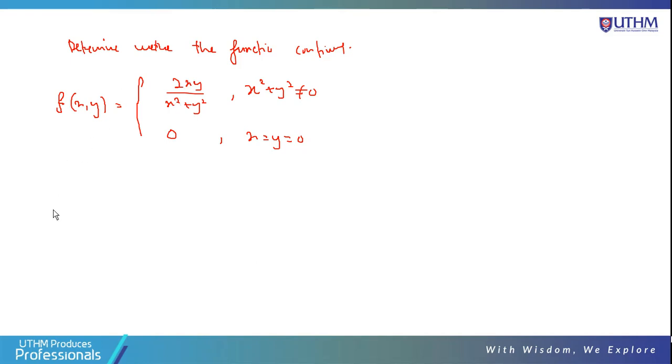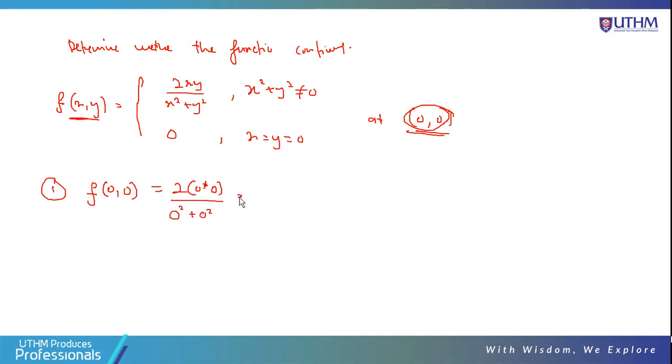So the first step, you need to determine whether the function is continuous at (0, 0). So this point, you need to look at the point where they want to prove that the function is continuous or not continuous. So the first step, f(x, y) at this point, you need to substitute 0, 0. When you substitute 0, 0 here, you get 2 times 0 times 0 over 0 squared plus 0 squared, so equal to 0.